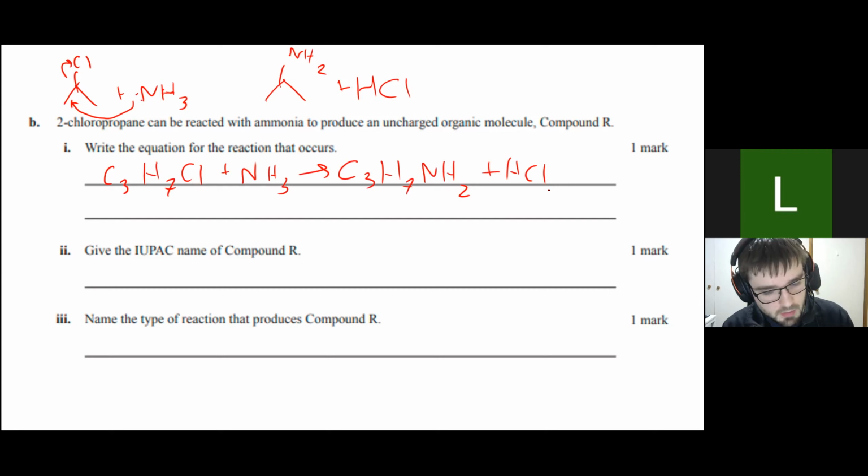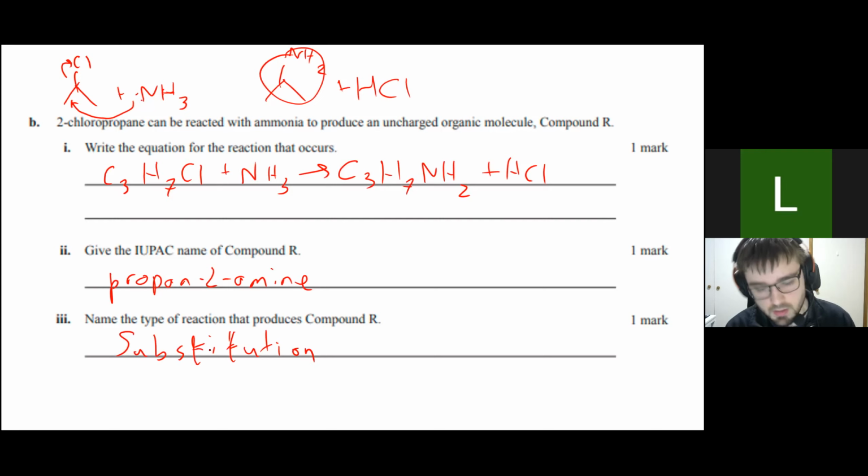Give the IUPAC name of compound R. We've made compound R, so this is going to be propan-2-amine. All right, and the type of reaction that produces compound R, it's going to be a substitution reaction. These are nice, easy marks for you to pick up that are going to give you more time to be working on the harder ones.